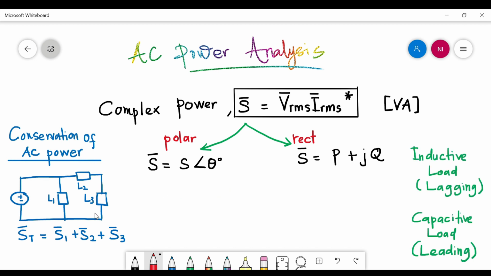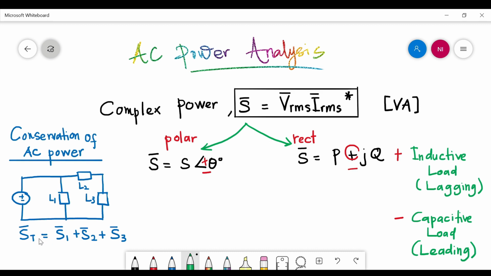Okay, each individual load has its own type, either inductive or capacitive. For inductive, it is positive, positive here and also positive here. For capacitive, it is negative, negative here and negative here. If you want to get the total complex power, you just need to sum up all these complex powers. So now, how to get the complex power for each load?